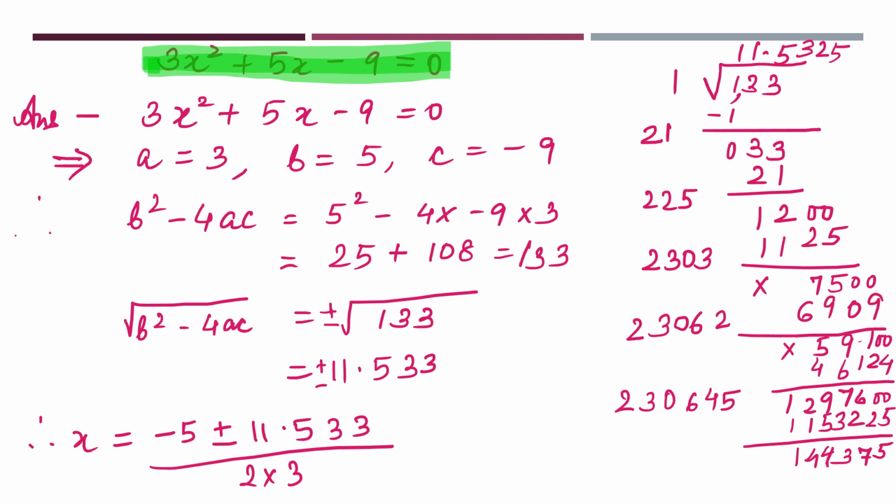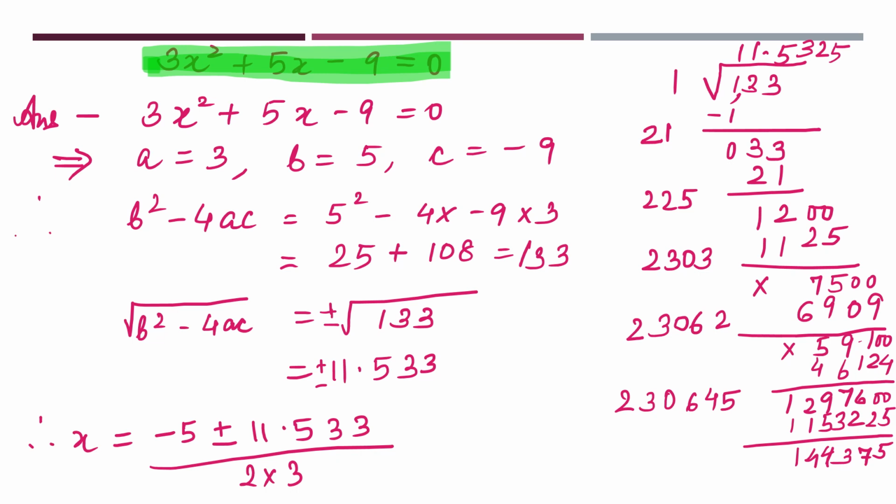Okay, children. The question says 3x square plus 5x minus 9 is equal to 0. So, 3x square plus 5x minus 9 equal to 0 implies that a is equal to 3, b is equal to 5 and c is equal to minus 9. b square minus 4ac is equal to 5 square minus 4 into minus 9 into 3 is equal to 25 plus 108 is equal to 133.